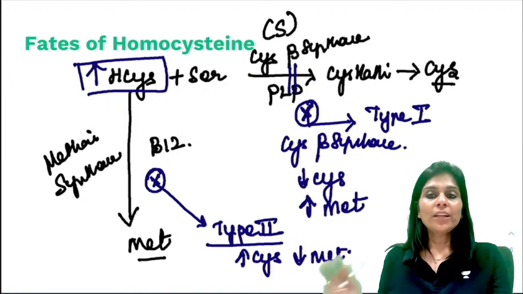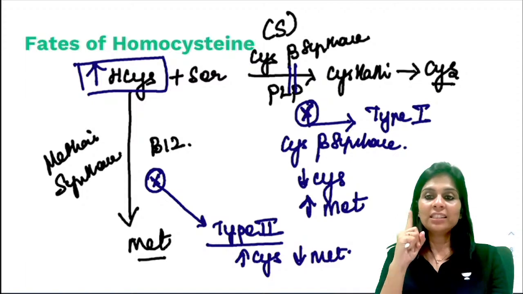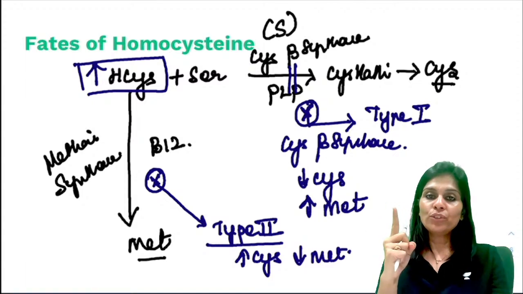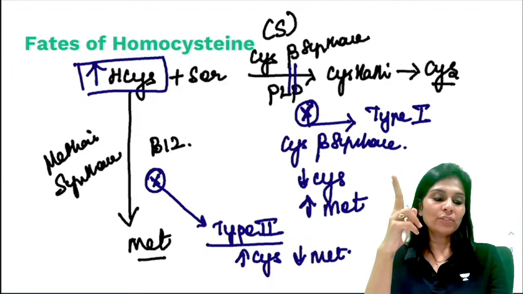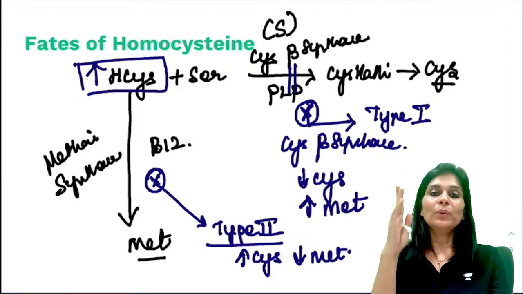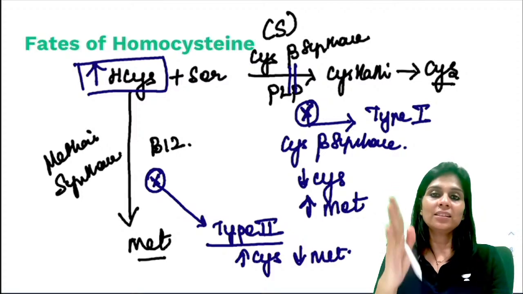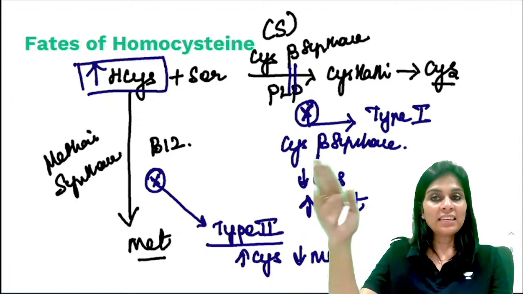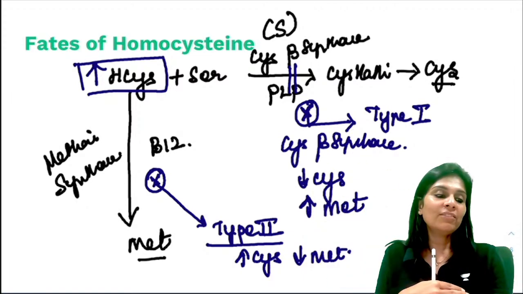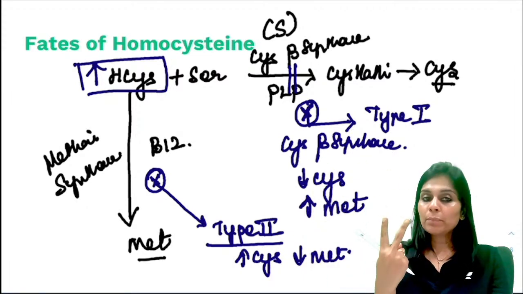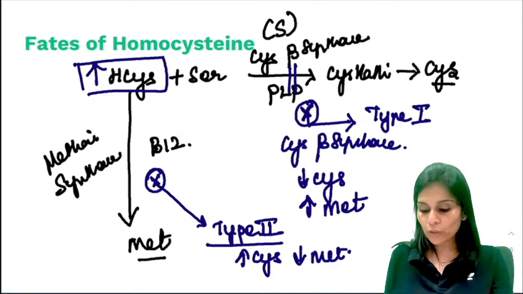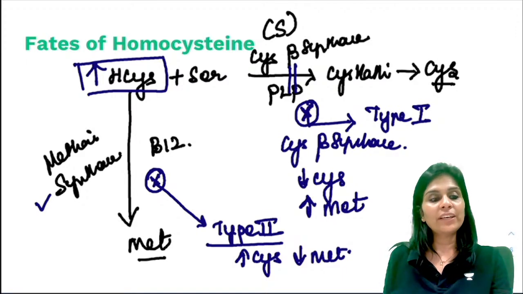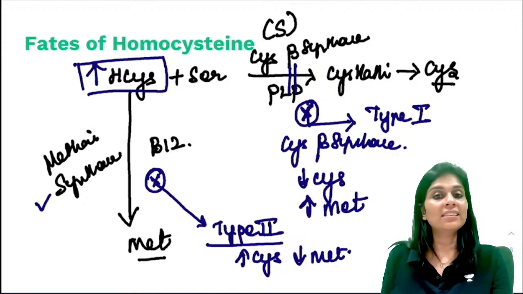So what did I tell you? There are two types of homocystinuria, type 1 and type 2. Type 1 homocystinuria is the defect of the major fate. When cystathionine beta synthase is defective, it is type 1 homocystinuria. In this case, cysteine level will be low and methionine level will be high. What is type 2 homocystinuria? It is because of methionine synthase defect, and when methionine synthase is defective, there is low methionine and high cysteine.